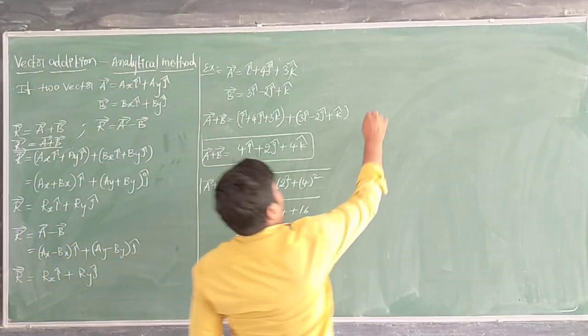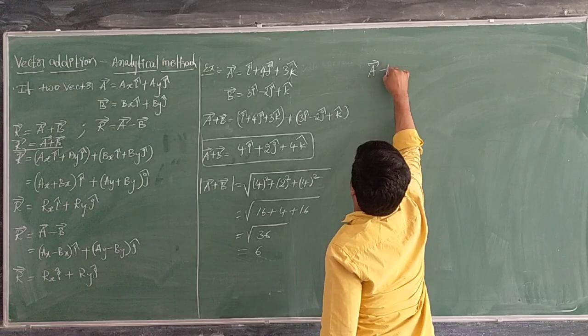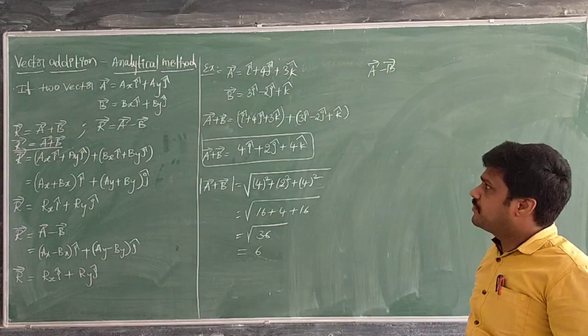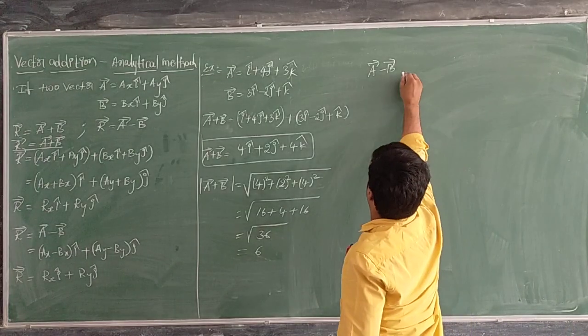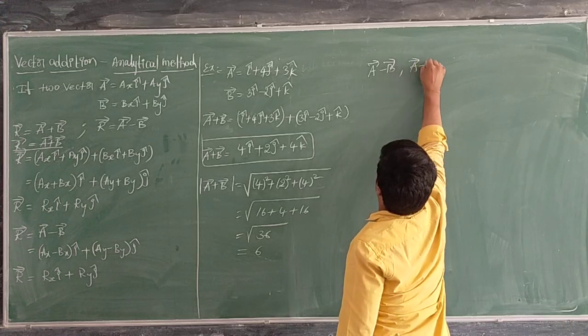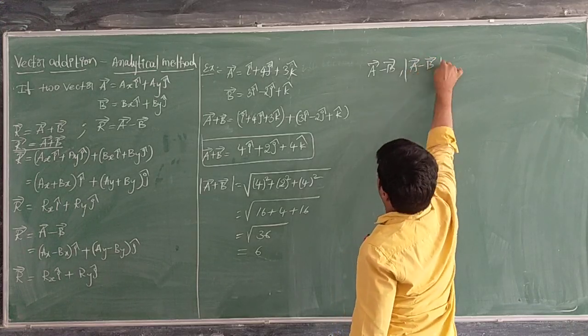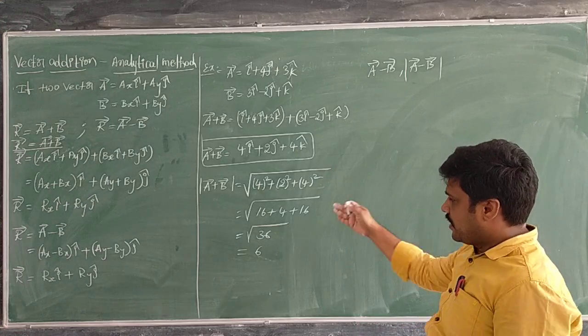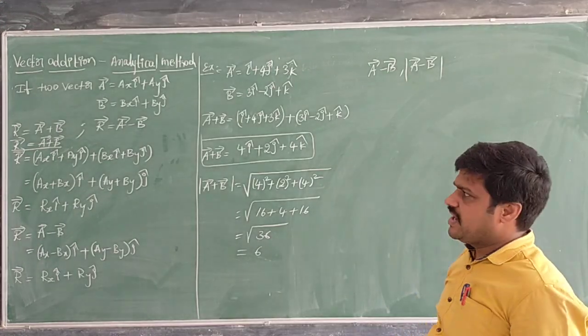You write here and solve. For these two vectors, find A bar minus B bar, and also find the modulus of A bar minus B bar. First do A bar minus B bar, and then find the modulus also.